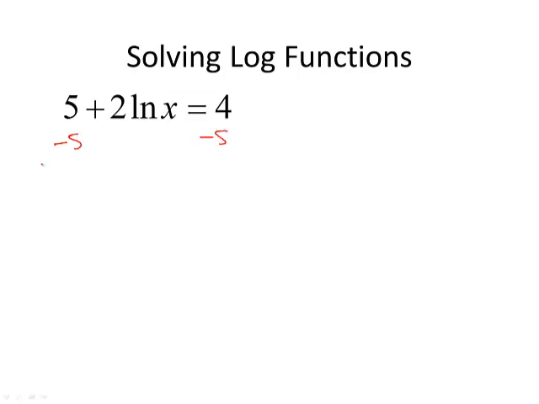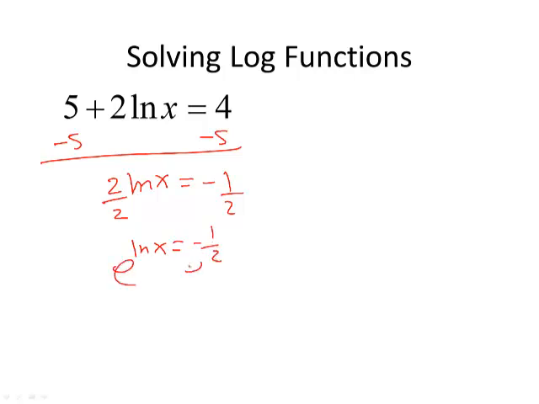Since I want to do the x by itself, let's subtract the 5, and I get negative 1. Divide by 2. Natural log of x is equal to negative 1/2. And then x is equal to approximately 0.607 rounded. Okay, all right.